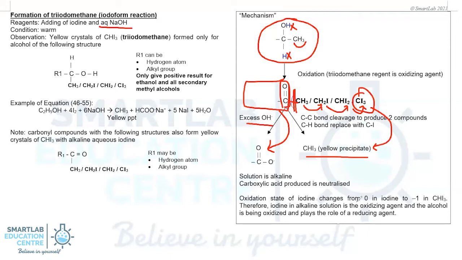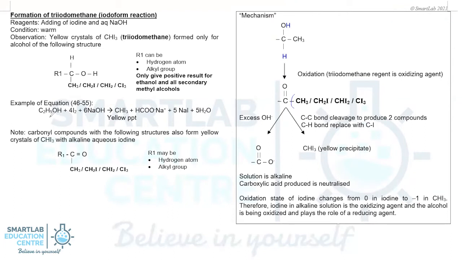And clearly we can see that in terms of oxidation state, your iodine changes from 0 to -1. That's the reason why iodine and sodium hydroxide is an oxidizing agent. And with that, you also need to memorize the equations. And typically we use a numbering to help ourselves remember.